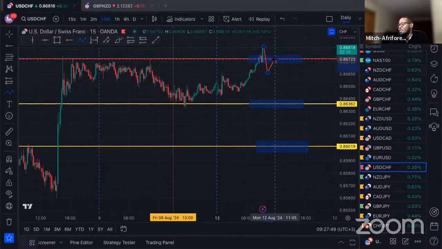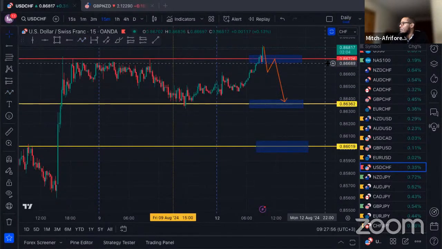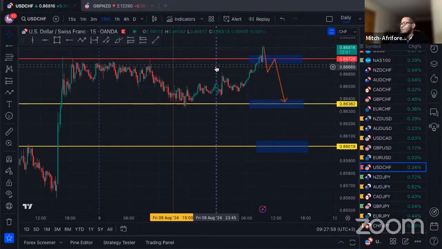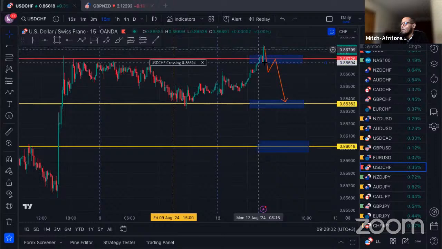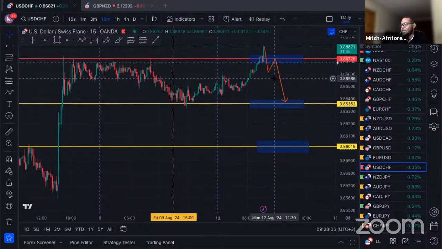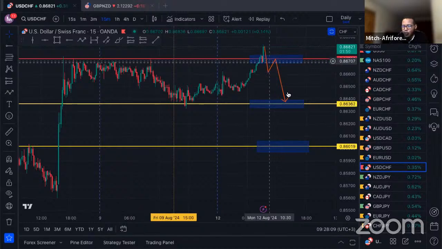So if we do end up seeing sellers coming in, price holding below, then we should end up being able to find a nice selling opportunity. But for now, you need to be patient, possibly end up setting an alert within this particular location right here. If the price is able to come back in and hold below, then we'll be interested in this. But for now, I think just be a bit cautious on this pair, and let's hope to see if we can end up getting that pullback coming in.